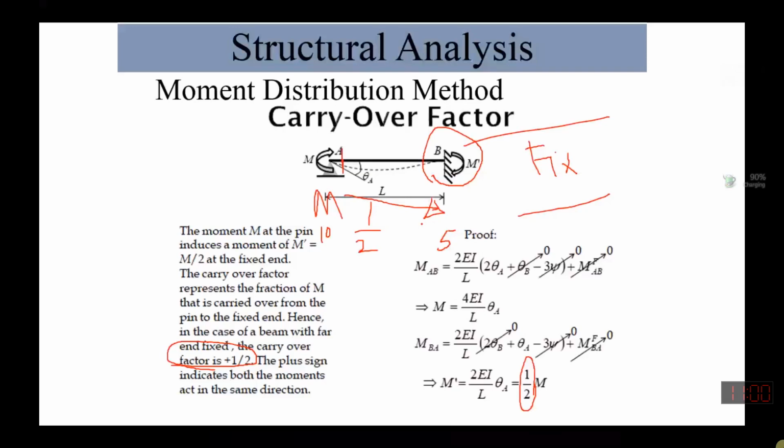Okay. So if I ask you, let's say this is the case, this is a hinge on one side, and this is also a hinge on the other side. How much moment will be carried over from one end of the beam to the other end in this case? Can anybody tell me?